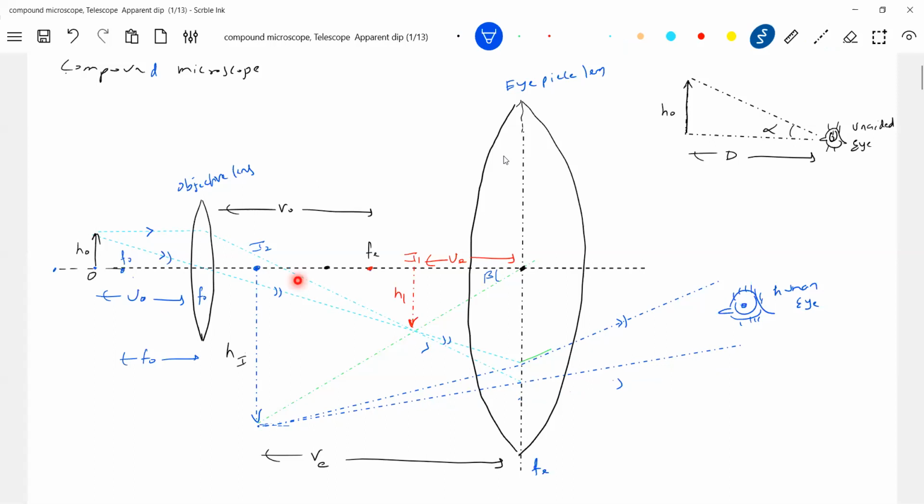And there's a core diagram. So this is what I suggest. First, you draw the ray diagram. In the end, you bring the lens. That's the easiest way of doing this problem.